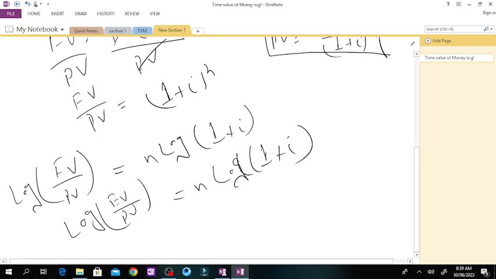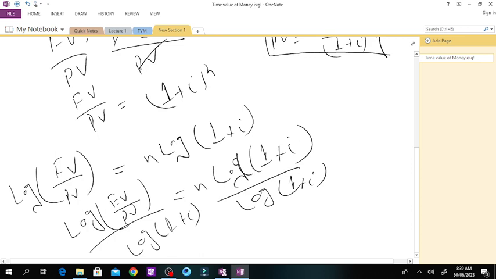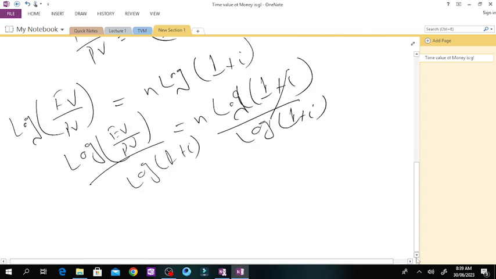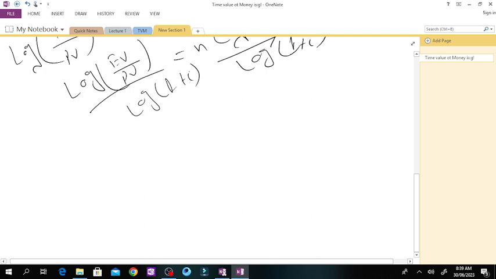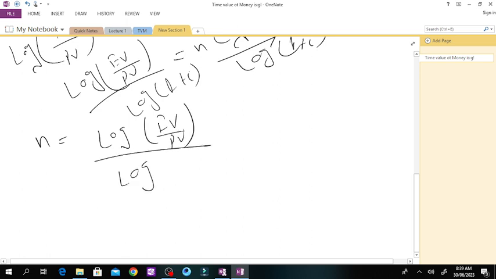In the next step, you will divide by log (1 plus I) on both sides. So the formula we have for n is equal to log of future value divided by present value, divided by log (1 plus I). This is the formula for n, and that was number 3.